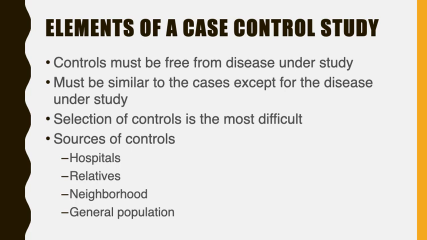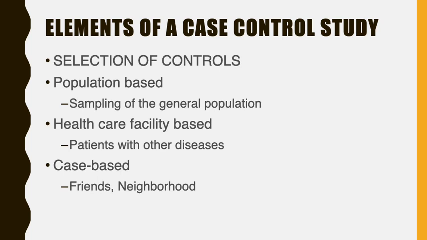Okay. The controls have to be almost identical to the cases. So that means they need to be all similar ages, similar races, similar economic status, similar educational background, and so forth. Selection of controls is the most difficult process of a case control study. Now, where we get controls, it can come from hospitals, it can come from relatives, it can come from the neighborhoods that they live in, or the general population.